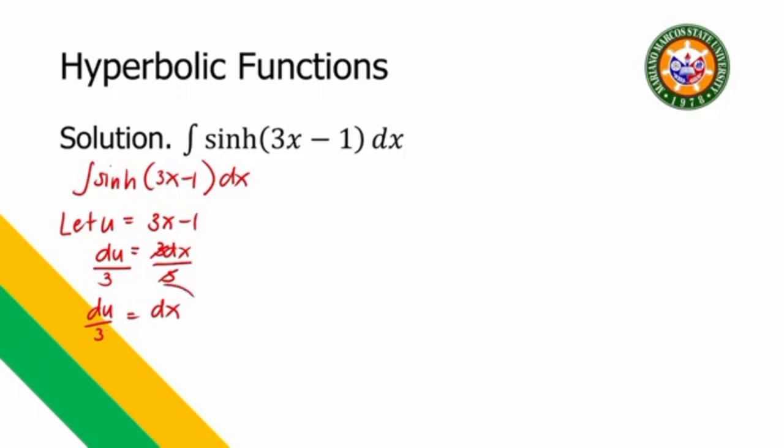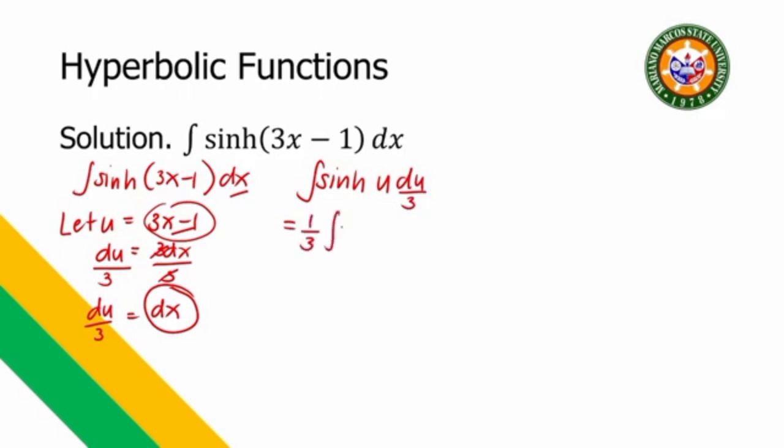If we substitute dx and 3x minus 1 to the original equation, so we will get integral of hyperbolic sine of, so 3x minus 1 is u, and then dx is du over 3. So we will get, labas natin yung constant which is 1/3. So equal to 1/3 hyperbolic sine of u du. So using the hyperbolic formula for integrating sine hyperbolic, so we will get 1/3. So integral of sine hyperbolic is cosine hyperbolic u plus c. So hyperbolic cosine of u plus c.